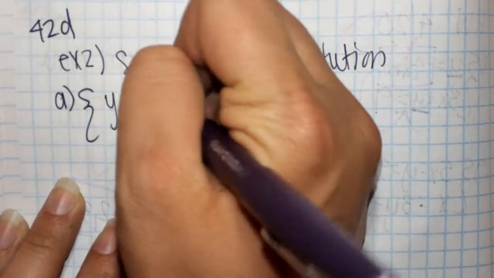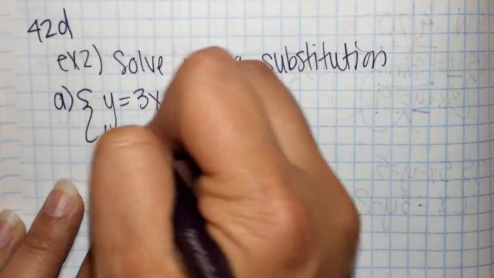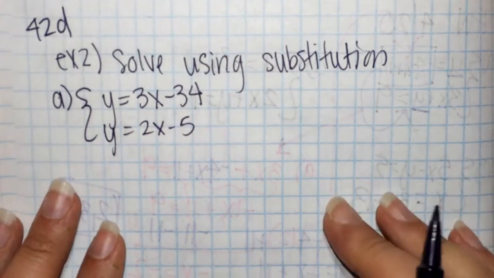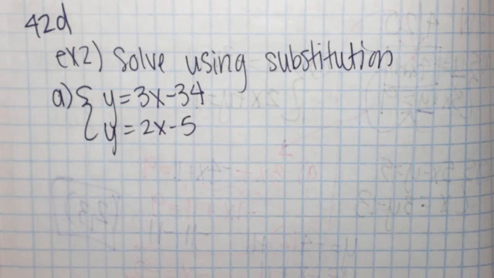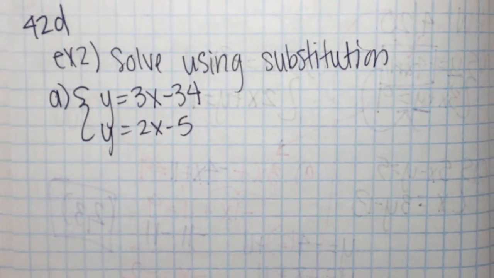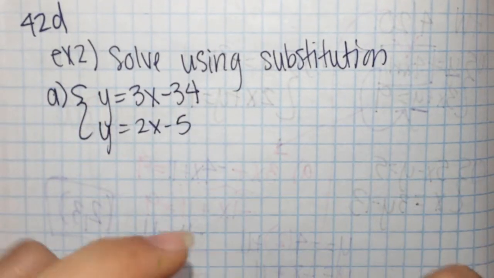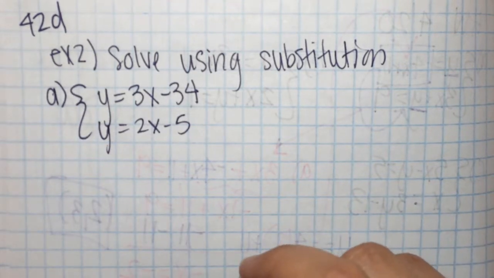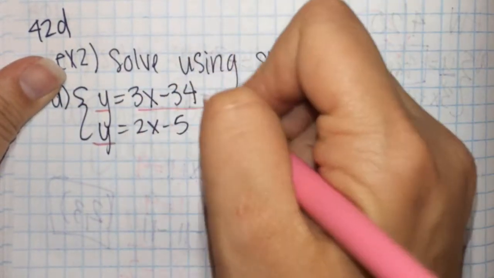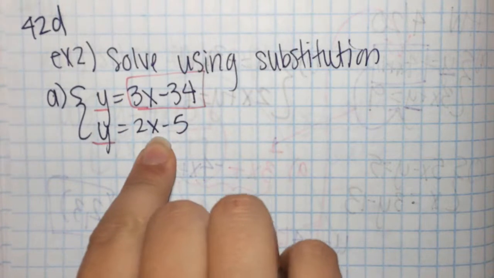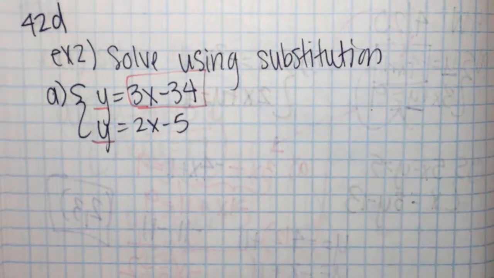All right. Y equals 3x minus 34. Y equals 2x minus 5. Why do you think I love this problem? There's two y's and they're both by themselves, right? Now, what does y equal? Y equals 3x minus 34, and it also equals 2x minus 5, right? We have both of them. So what we're going to do is we're going to take, do I need to give you all a second?